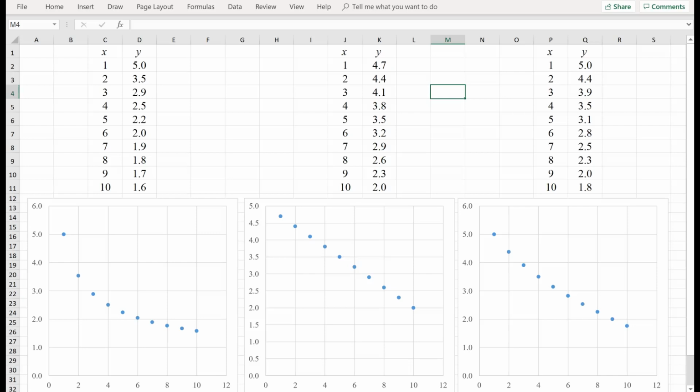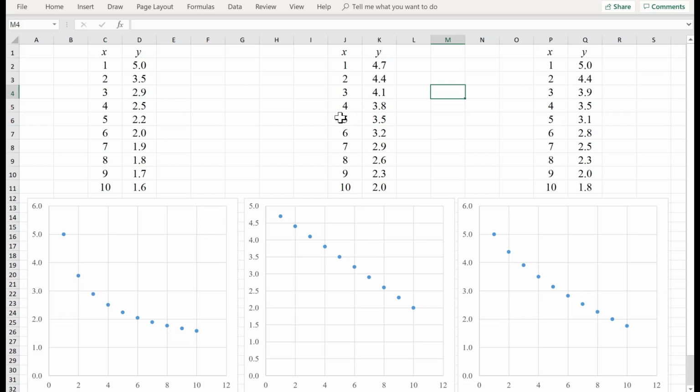Graphs can go down for many different reasons. Here I have 3 graphs that all decrease. This is a standard inverse type of curve. This is a linear curve. And this is something of a hybrid. It looks kind of linear, but it's got some of this curve. What's going on with this one?